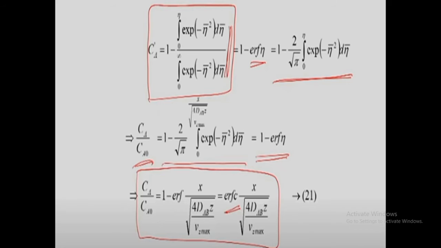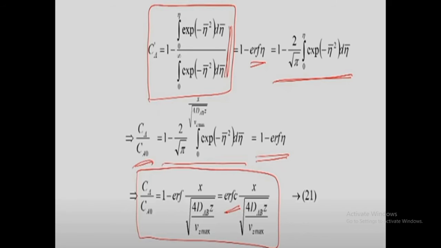So the integration from 0 to eta of exponential of minus eta squared d eta, divided by the integration from 0 to infinity of exponential of minus eta squared d eta. So here, 1 minus this value, integration 0 to eta in the numerator and 0 to infinity in the denominator. So this value is equal to the error function. Okay, so what is the error function here? 1 minus 2 by root of pi integration 0 to eta exponential of minus eta squared d eta. So we have introduced it here.